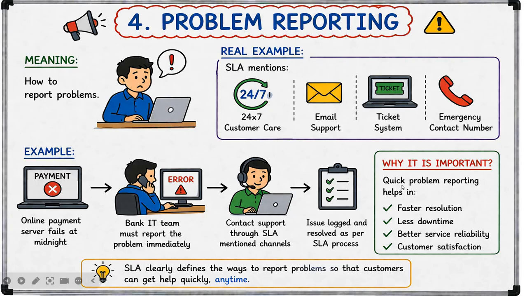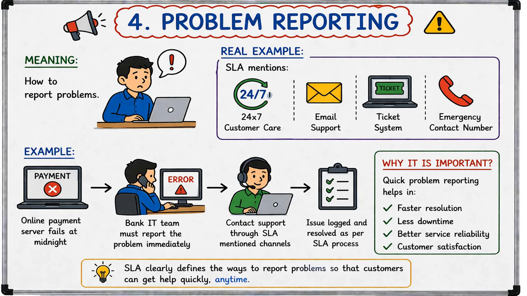Next comes the emergency contact number, where a direct phone number for urgent and critical issues is provided. You can use it when the system fails, there are security breaches, or there is an outage in the service. Now, why is it important? Because it needs immediate communication, a faster response than email or tickets, and it ensures quick action in emergencies.